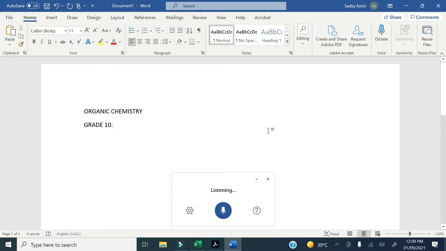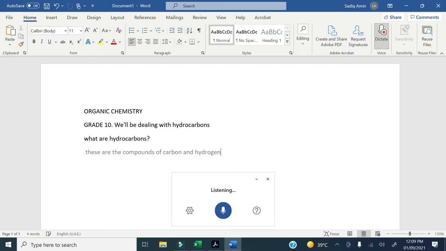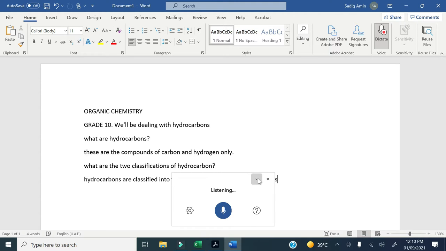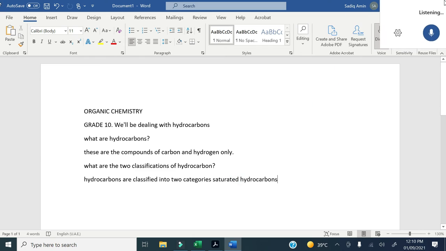So first of all, we'll be dealing with hydrocarbons. What are hydrocarbons? These are the compounds of carbon and hydrogen only. What are the two classifications of hydrocarbon? Hydrocarbons are classified into two categories: saturated hydrocarbons and unsaturated hydrocarbons.